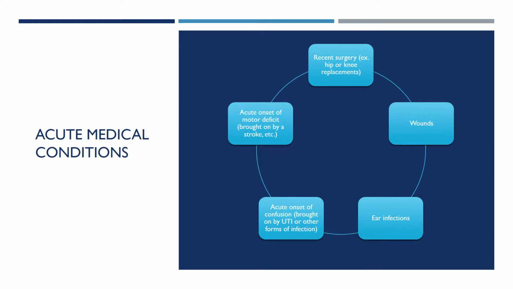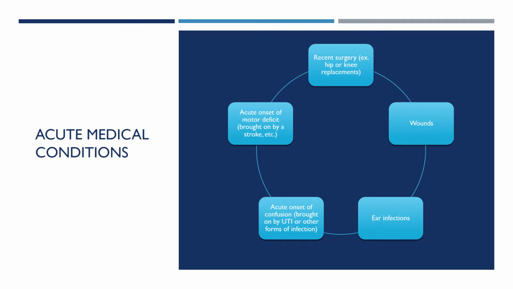Ear infections are a common acute medical condition that could cause the patient to lose balance and thus also cause that patient to fall. An acute onset of confusion caused by a UTI or other forms of infection could increase the patient's risk for falling, especially if the patient is no longer oriented to his or her own ability. When I have a patient that is not alert and oriented, it is triggered in my mind immediately that that patient will be at a higher risk for falling.